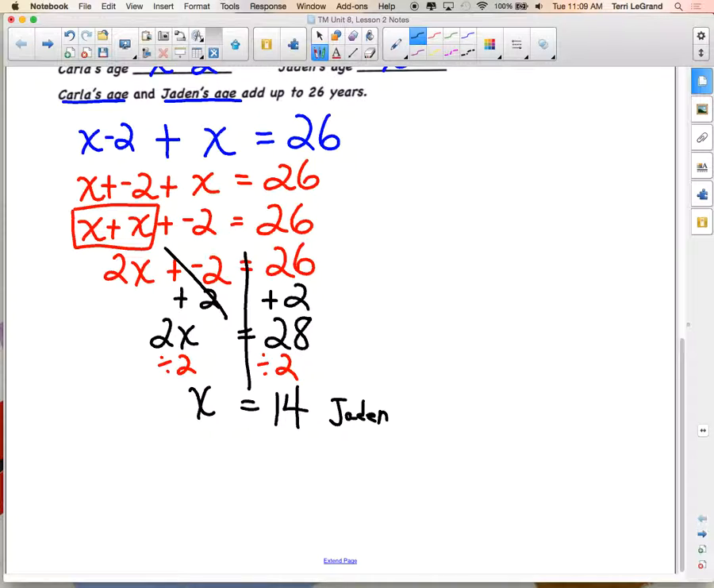Okay, so if that's Jaden, how are we going to get Carla's age? We're going to subtract 2. So we're going to say x take away 2, which is 14 take away 2, which is 12. That's Carla.